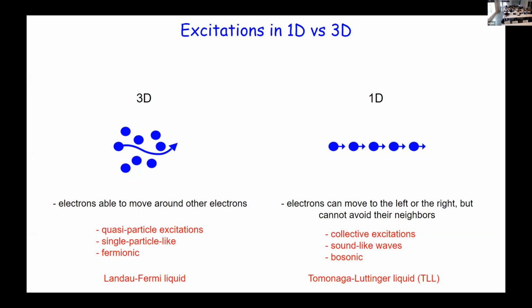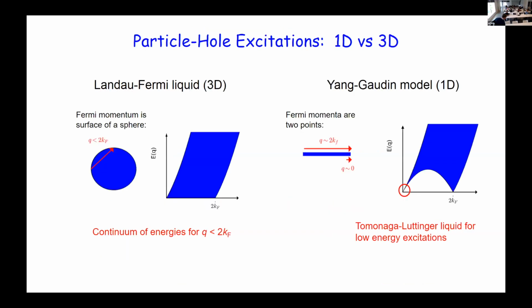But in the one-dimensional case, electrons can move to the right, they can move to the left, but they can't avoid each other. So an electron on a one-dimensional wire is going to have some correlations with the adjacent particles. And so all the excitations are collective and they're sound-like, and they're therefore bosonic. And this is the foundation of the Tomonaga-Luttinger liquid theory, in which there are some really profound predictions that we'll get to.